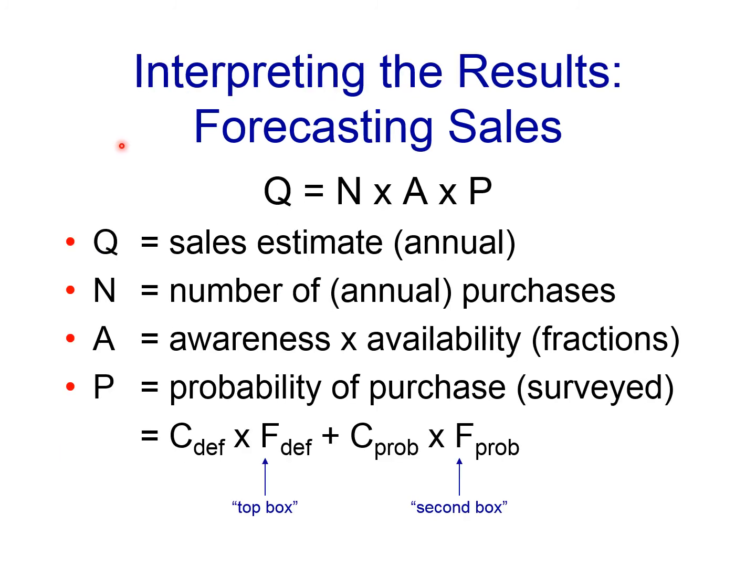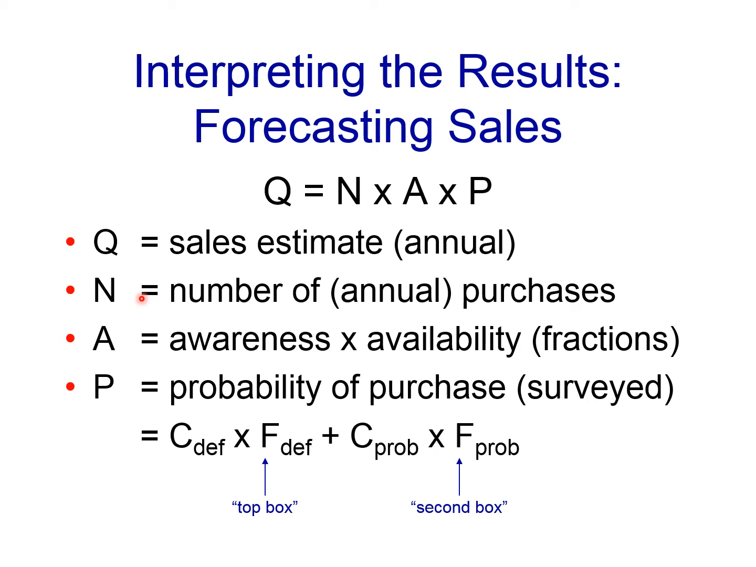Let us talk a little bit about the analysis. How do we compute sales volumes? We use a simple equation, Q equal N times A times P, where Q is the sales estimate, annual sales estimate. N is the number of potential customers or annual purchases.